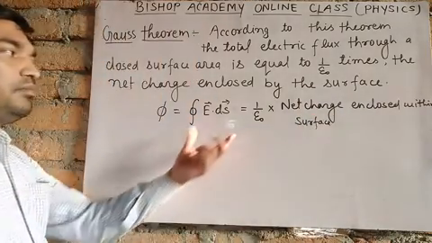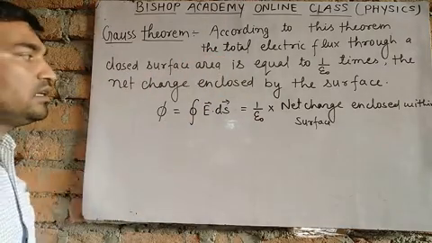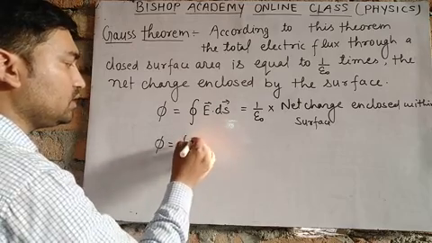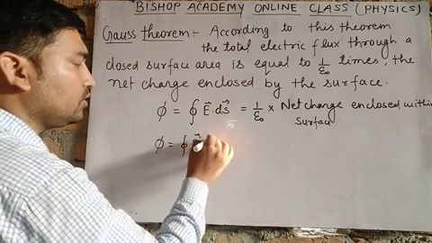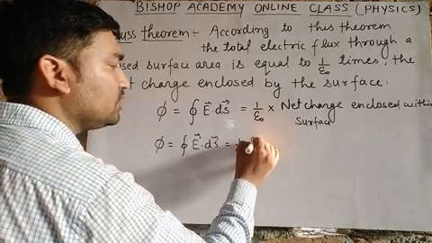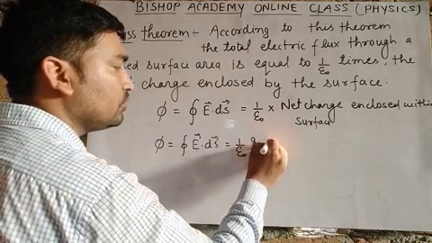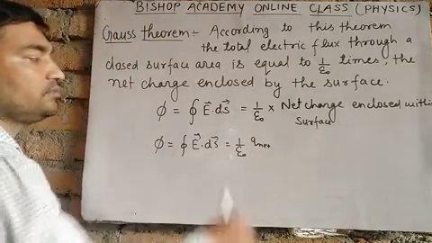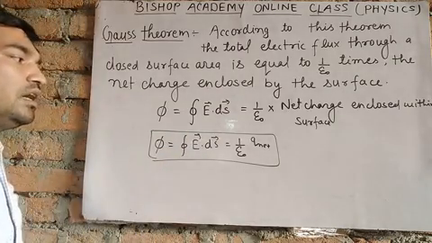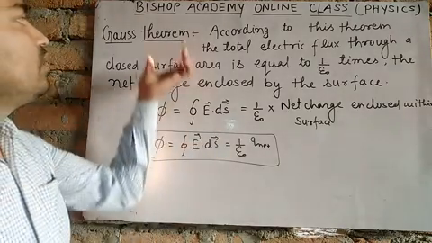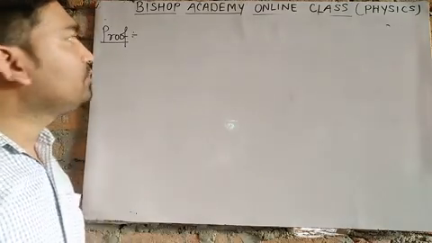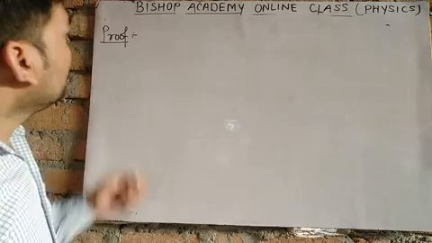This is the mathematical form of this statement, and it is also written as phi equals the integral of E dot ds, equals 1 upon epsilon naught times Q net, which is the net charge. This is the mathematical form of Gauss theorem. Now we have to prove Gauss theorem.